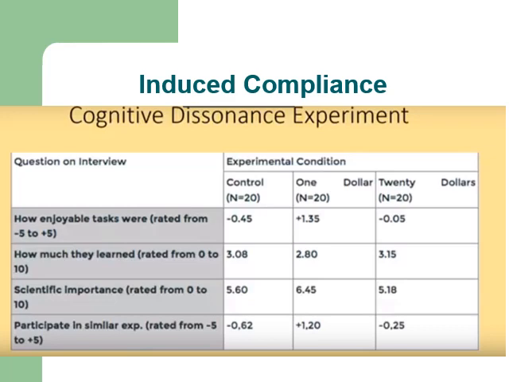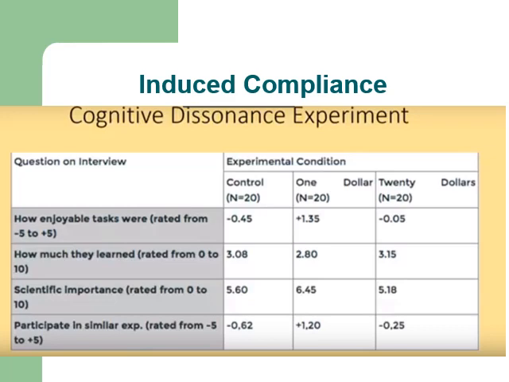You see about how much they learned. Not much difference there. Scientific importance: you see that the $1 condition assigns it more importance than the control or $20 condition. And then whether or not they would participate in the experiment again, you see that the $1 condition reports they would definitely do the experiment again. The control and $20 conditions say, oh no, that was so boring, I would never ever want to do that ever again.